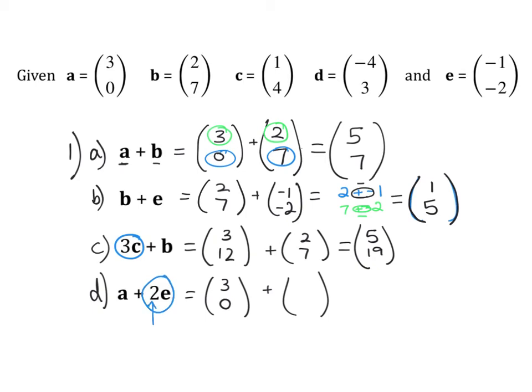It says 2e. Now, again, might be the negative numbers that catch you out. But if I am doubling the vector e, I get -2, that's double -1, and -4, that's double -2. Next, I'm going to do the top numbers. I'm going to do 3 add -2, and 0 add -4 on the bottom. 3 add -2 is 1, 0 add -4 is -4, so that's the resultant vector.